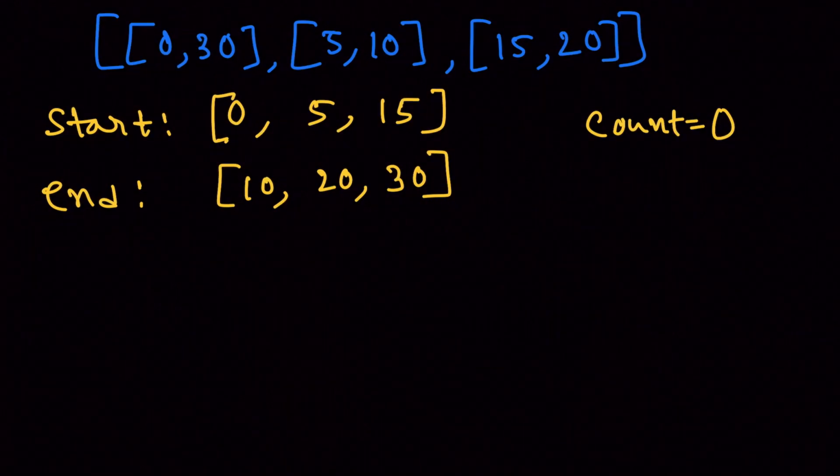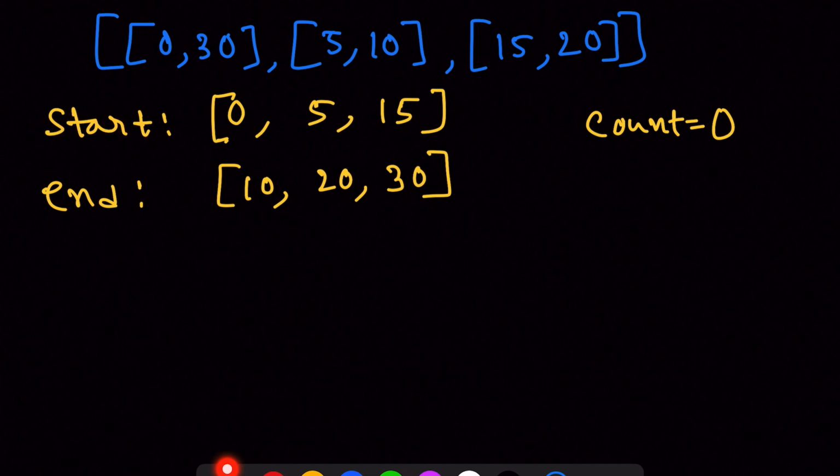So here comes our final improvement. This is a slight improvement, but that makes some difference. So this is our same intervals, but we are taking start and end times separately. 0, 5 and 15, these are the start times. 30, 10 and 20, these are the end times, but I have sorted this. This sorting will take order of n log n. And we are taking the count variable, so that is for the room count at each time.